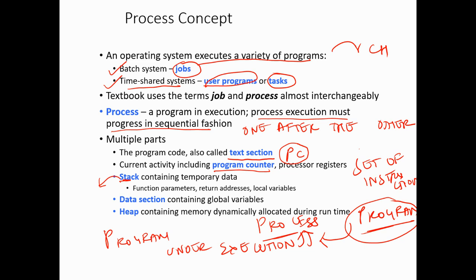Whatever has been pushed into the stack last is popped out from the stack first. And the data section contains global variables, the data which is needed for your program's execution. And finally, the heap contains memory dynamically allocated during runtime. Clear? So far we have learned what a process is.